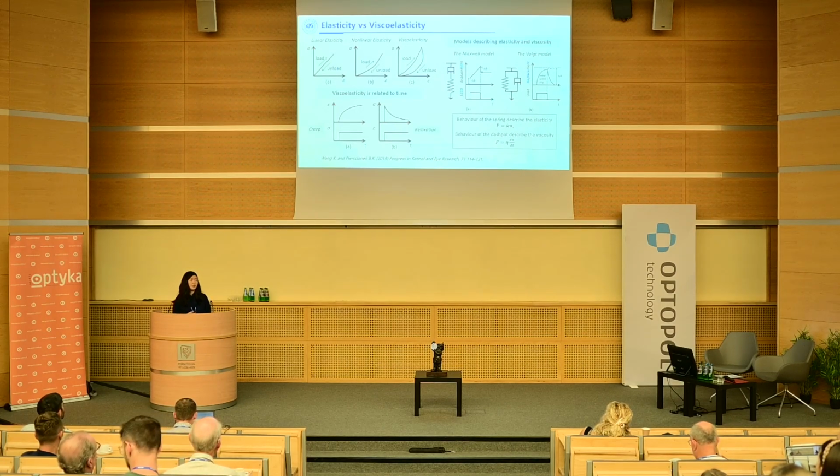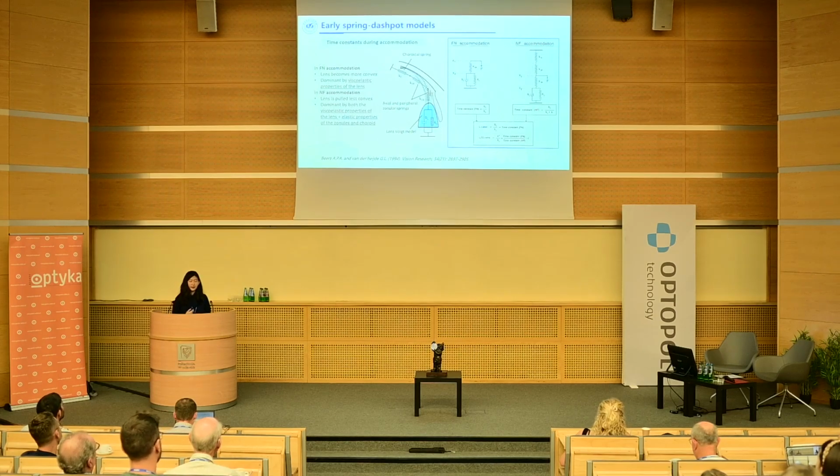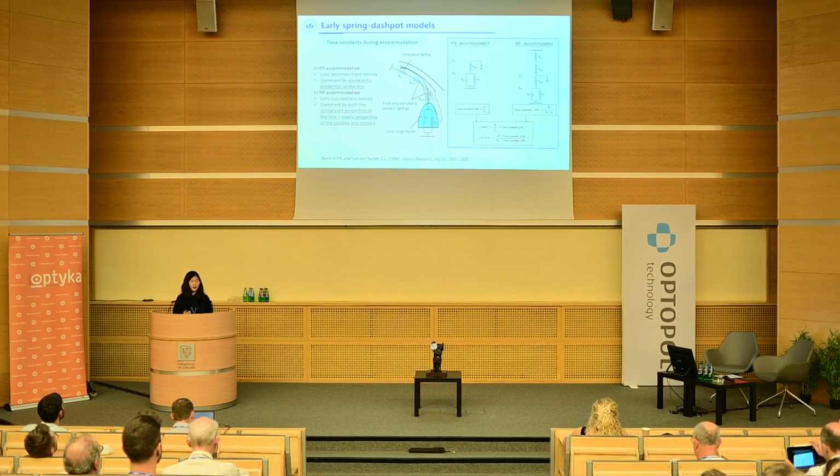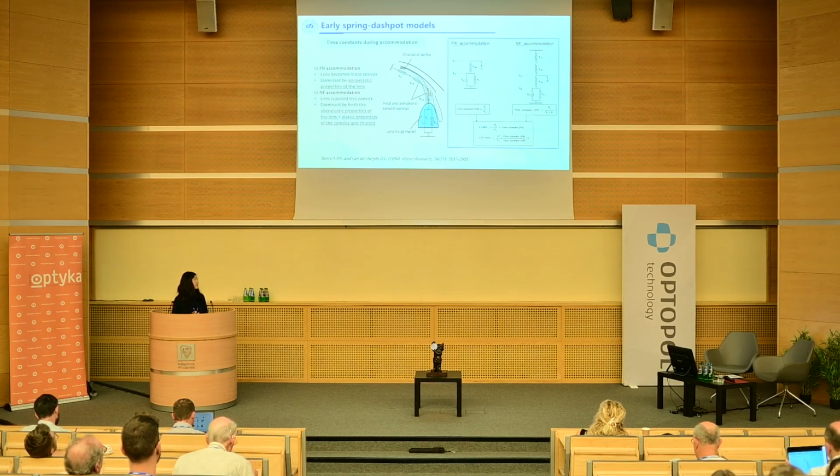viscoelastic behavior. The complete description of the whole accommodative system using the spring and dashpot was actually described about 30 years ago. In this model, the lens was represented using a Voigt model. That's a dashpot and a spring in parallel. And the other structures, such as the zonules and the choroid, were treated as elastic and were modeled using springs only.